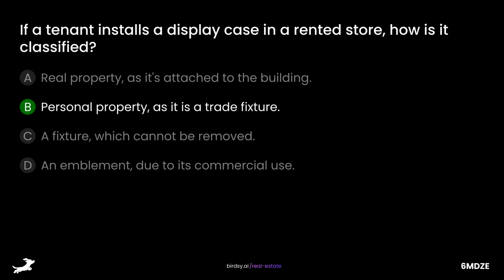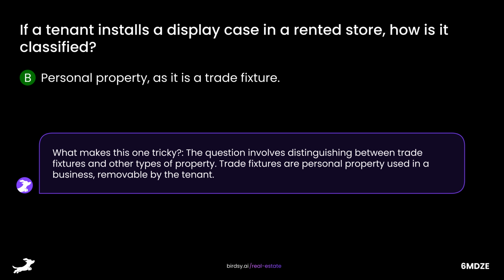The answer is B, personal property as it is a trade fixture. What makes this one tricky? The question involves distinguishing between trade fixtures and other types of property. Trade fixtures are personal property used in a business, removable by the tenant.